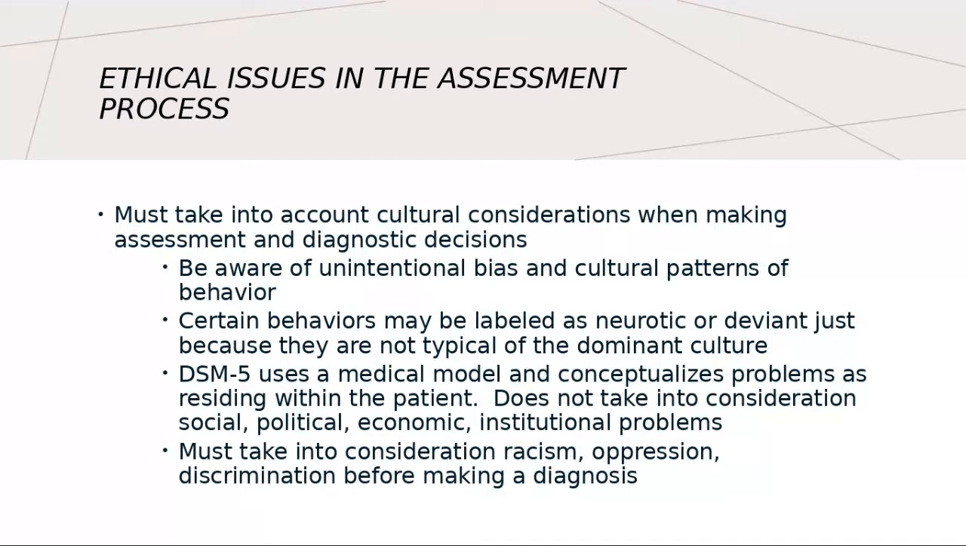And you'll have to remember that the DSM-5 uses a medical model. The DSM-5 is published by the American Psychiatric Association, not the American Psychological Association. And so because it adopts a medical model, it conceptualizes problems as residing within the client or within the patient. So whatever problems the patient is exhibiting, the problem is within them. It does not take into consideration social, political, economic, institutional problems that could be contributing to whatever issues the client is having. But you must take into consideration racism, oppression, discrimination before making a diagnosis.